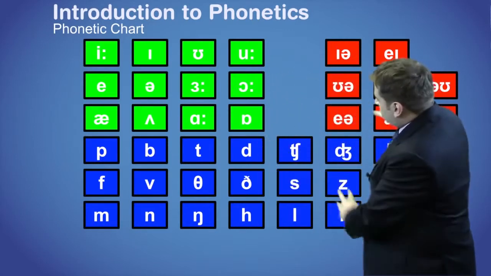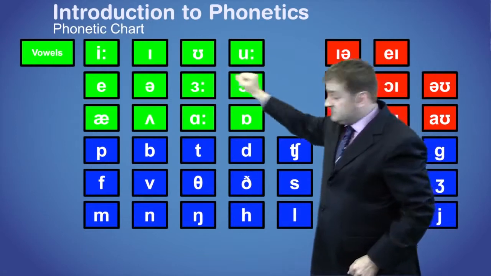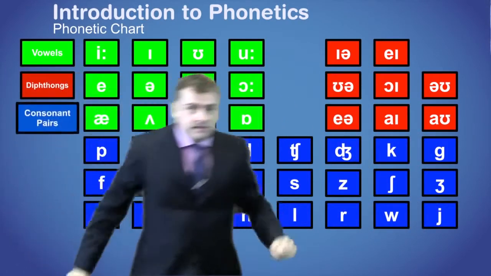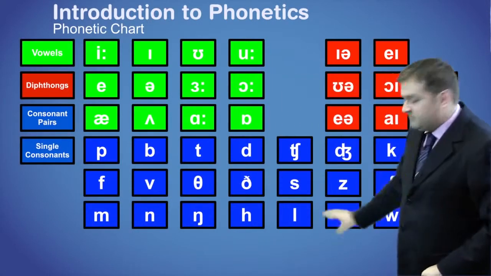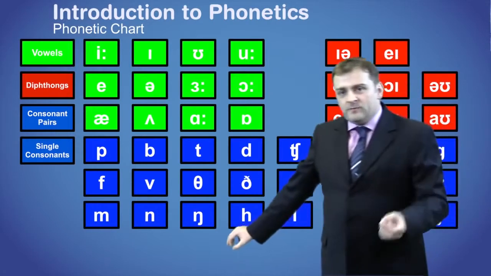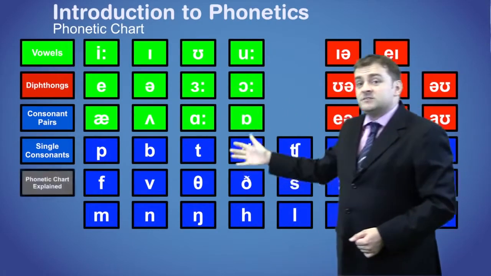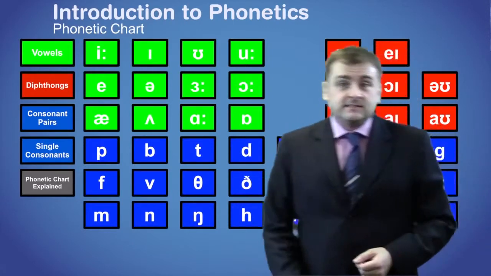This is a chart displaying the phonetic symbols. There are three sections to the chart: single vowels in green, and the diphthongs in red, consonant pairs and consonant singles in blue. We've made additional videos about each section of the chart, as well as a video with an overall explanation, which you can view by clicking on these links.